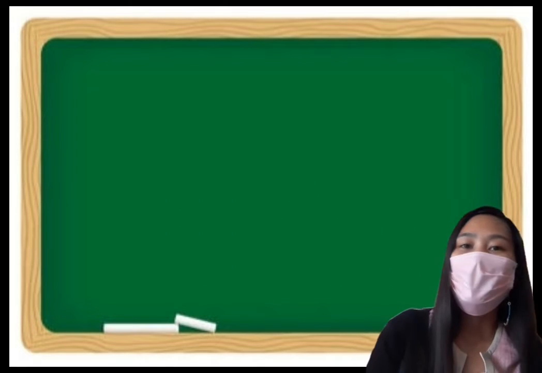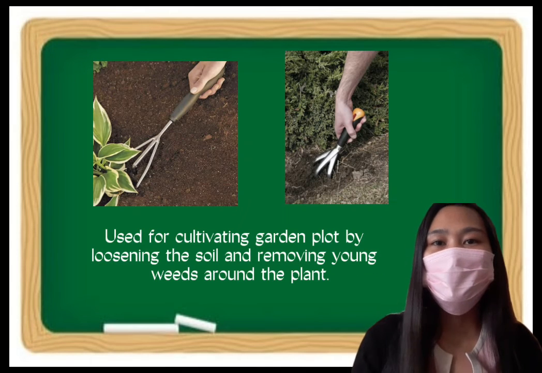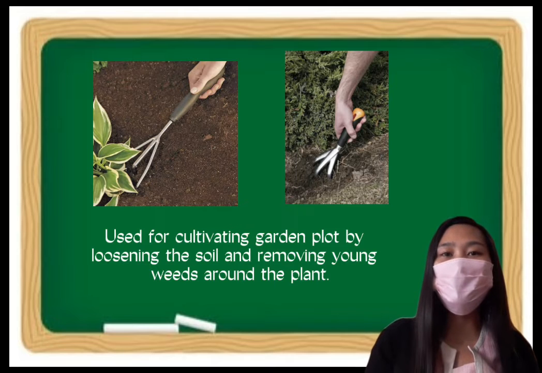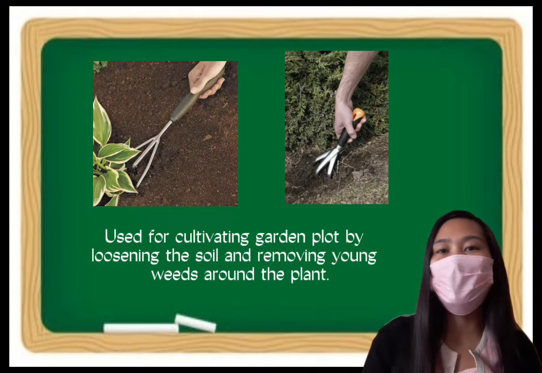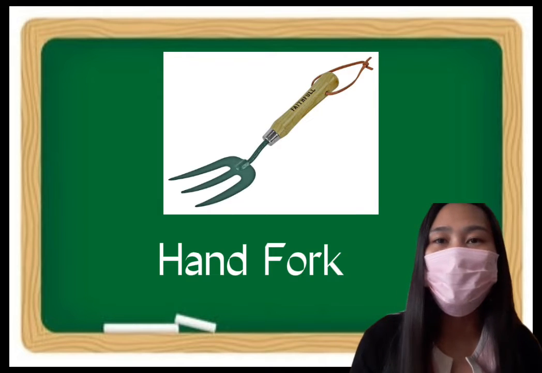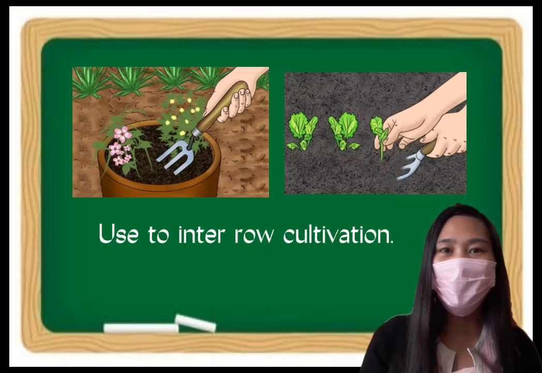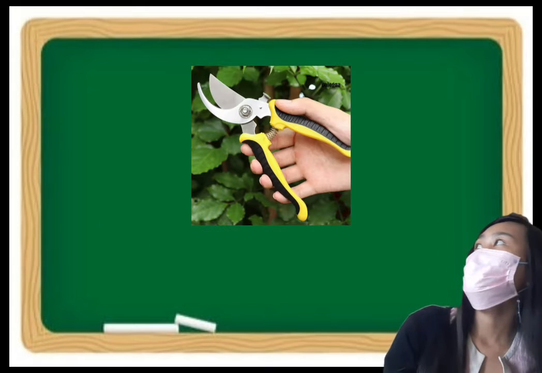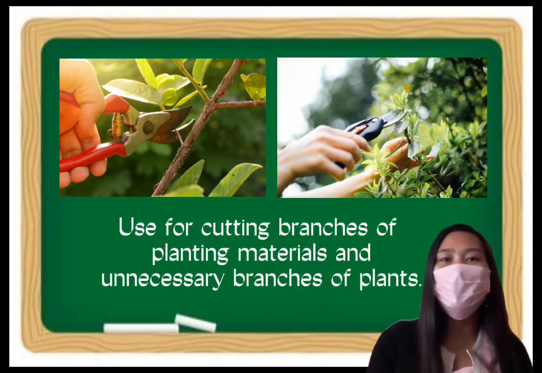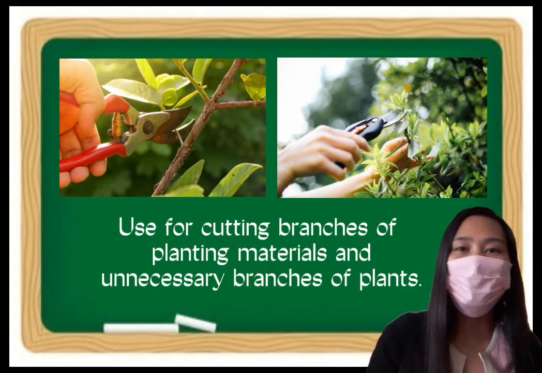Okay, this is 11, hand cultivator. Hand cultivator is used for cultivating garden plants by loosening the soils and removing young weeds around the plant. Okay, this is number 12, hand fork. Hand fork is for inter-row cultivation. Okay, this is number 13, pruning shears. Pruning shears is for cutting branches, for planting materials, and unnecessary branches of plants.